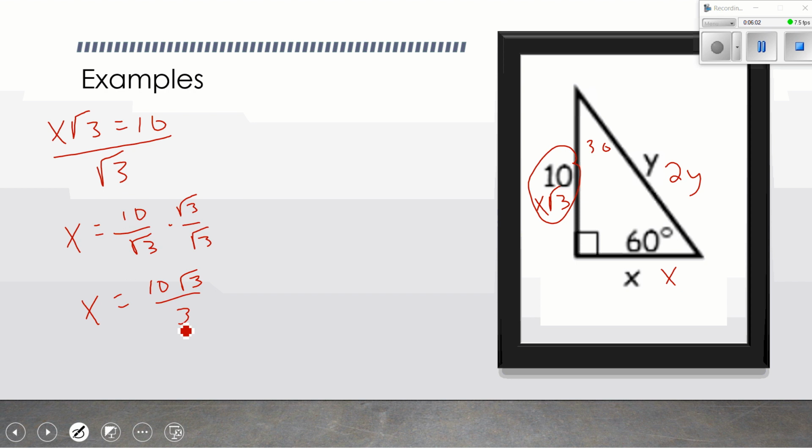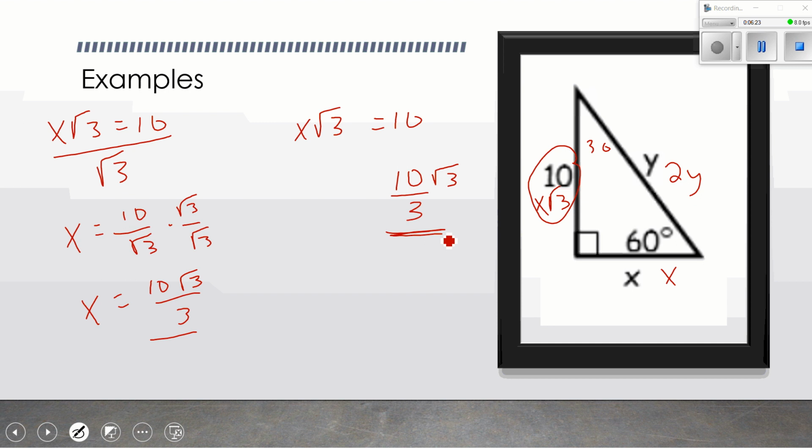Now let's look at what would have happened if I had done the shortcut way. If I had x root 3 is equal to 10, I'd go, oh, okay, I have x root 3 as a whole number. I'm going to take that whole number, divide it by 3, and add root 3 at the end. That still matches, so either way works, however you want to do it, as long as you're getting the right answer.